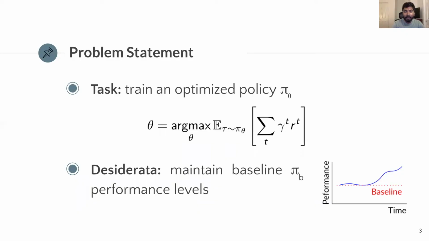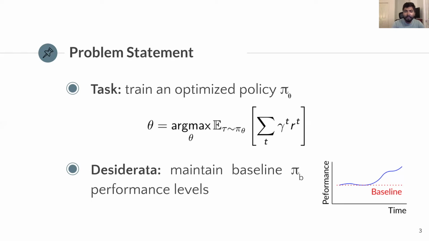We formulate the problem as a standard Markov decision process. Our task is to train an optimized policy denoted pi theta that maximizes the expected sum of discounted rewards in a trajectory using online learning. At the same time, we desire to maintain a baseline level of performance during learning. The baseline performance is defined by rolling out a suboptimal baseline policy denoted pi b.